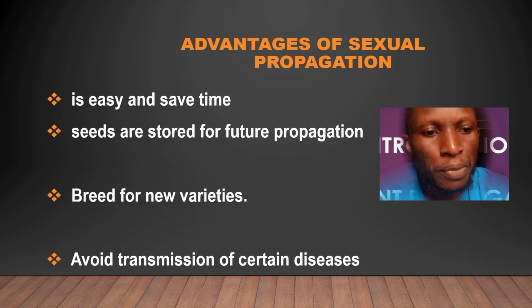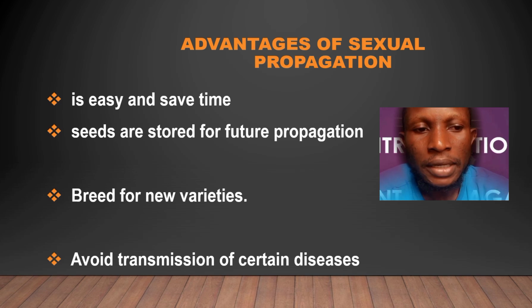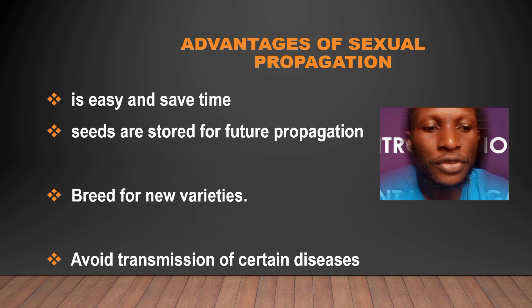Advantages of sexual propagation. 1. Easy and saves time. Sexual propagation is easy and it saves time. 2. Seed are stored for future propagation. So you can store seed for future propagation. You can keep some of the seed so you can propagate it by next season or next planting time you want to plant. So the next one is breed for new variety.